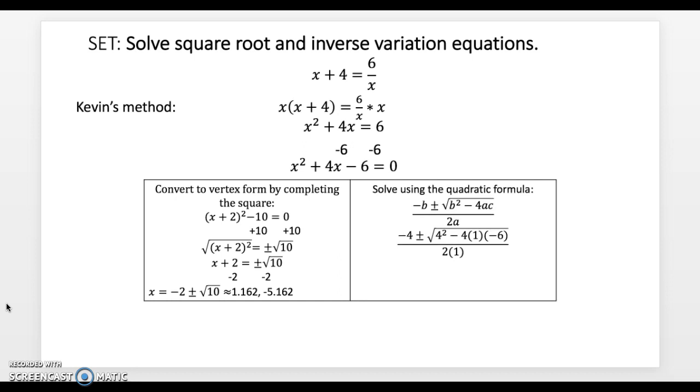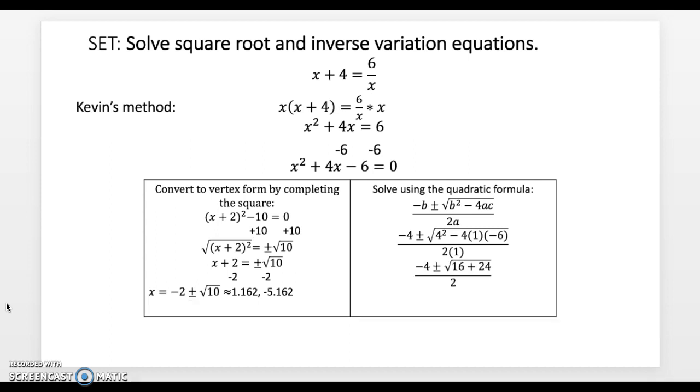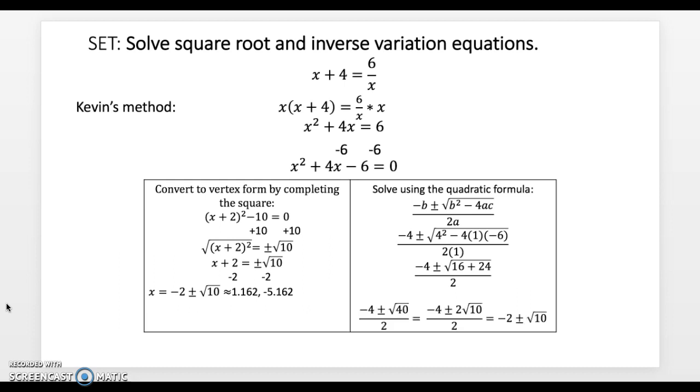So that is negative b plus or minus the square root of b squared minus 4ac all over 2a. And we plug in our numbers to that. So we plug in -4 to the negative b plus or minus the square root of 4 squared minus 4 times 1 times -6 divided by 2. Then we simply simplify, giving us the square root of 16 plus 24 under the radical. And that gives us -4 plus or minus the square root of 40 divided by 2.